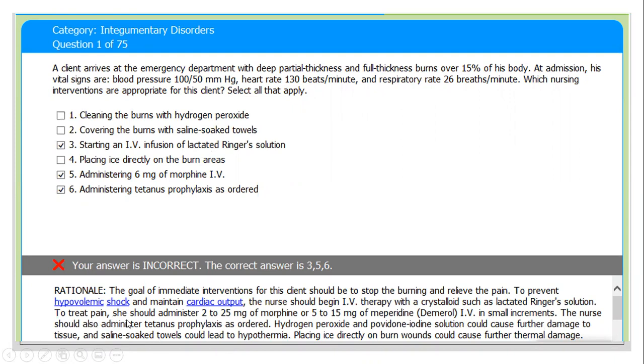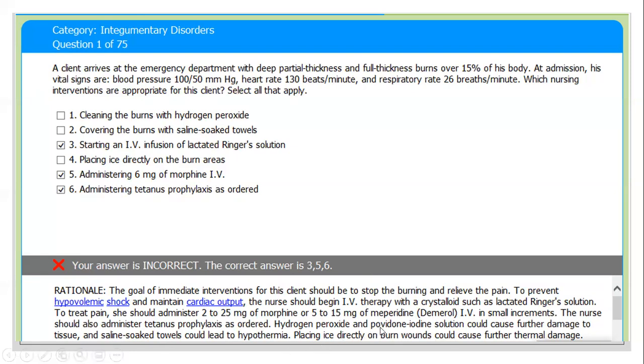Also, to treat the pain, she should be administered 2 to 25 milligrams of morphine or 5 to 15 milligrams of meperidine. Another name for meperidine is Demerol. We give them IV in small increments. The nurse should also administer tetanus prophylaxis as ordered. Tetanus prophylaxis can prevent any kind of wound infection.